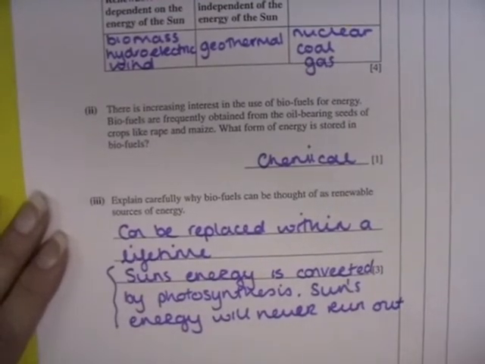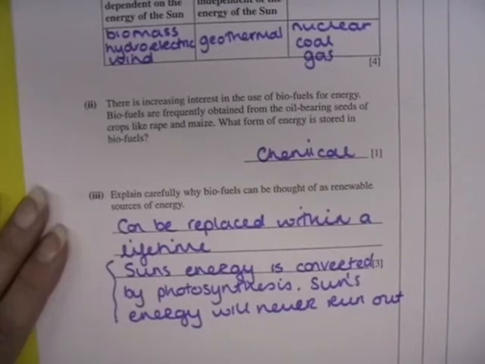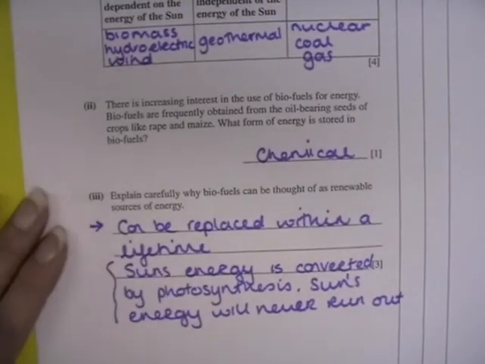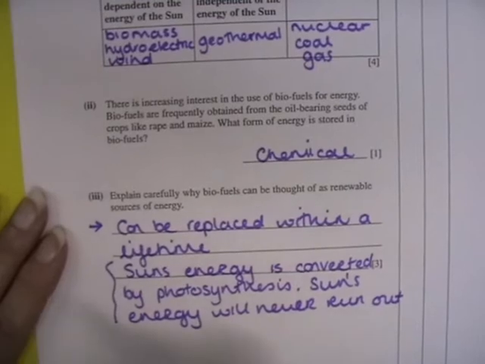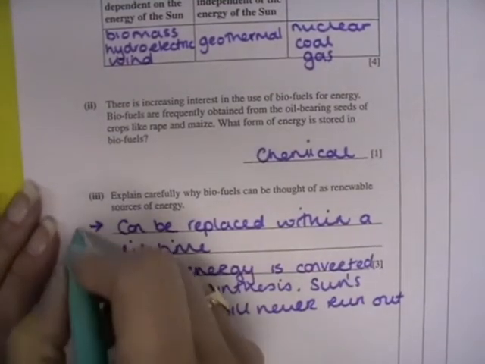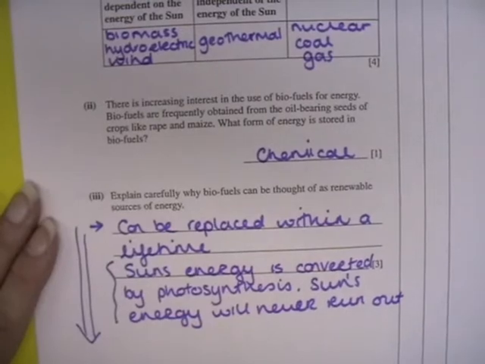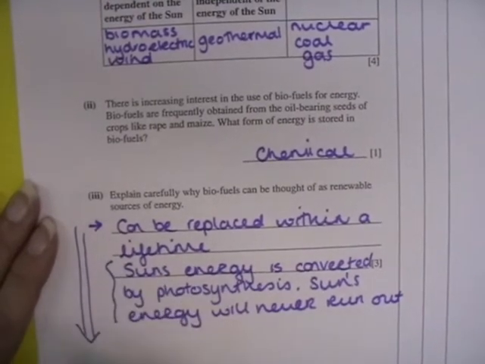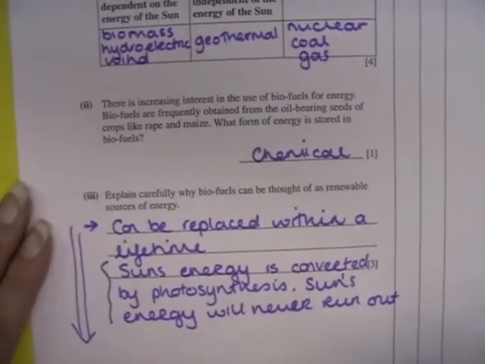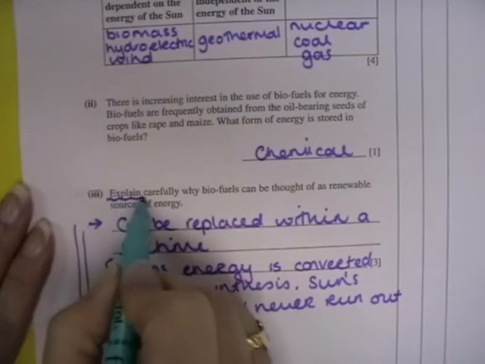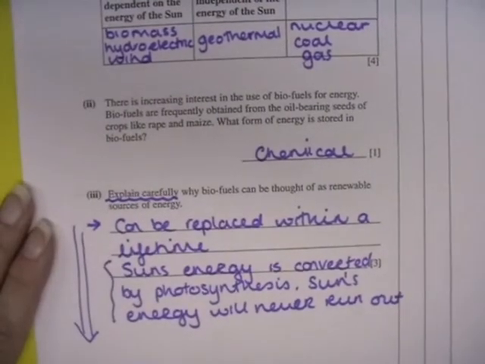So I would advise that whenever you're asked a question like this in the exam, not only do you state the definition that we have learned, which can be replaced within a lifetime, I would also link it back to the sun's energy and the fact that the sun's energy will never run out. So I would advise that you give all of this as a standardised answer in the exam. Even if in the exam in future they only look for this definition, the fact that you're backing it up with this extra information will ensure that you get the marks, especially in a question where it says explain carefully. They're obviously looking for detail there.